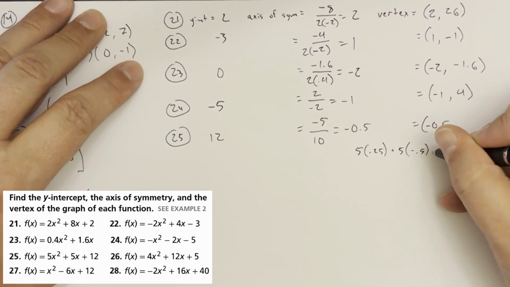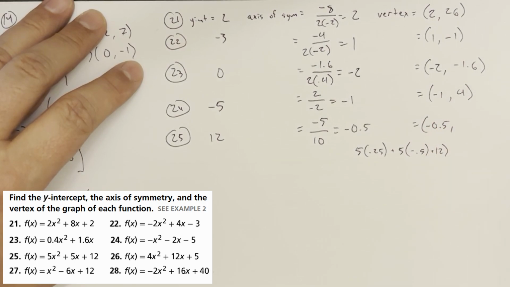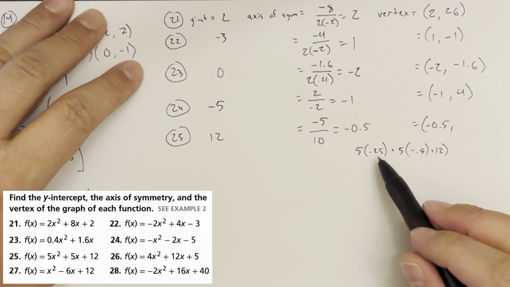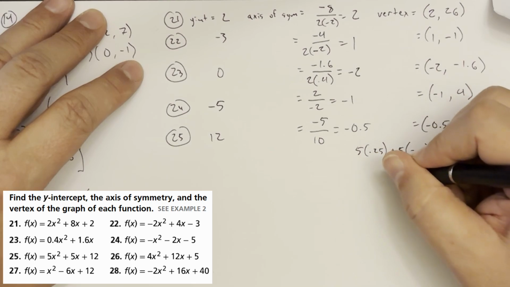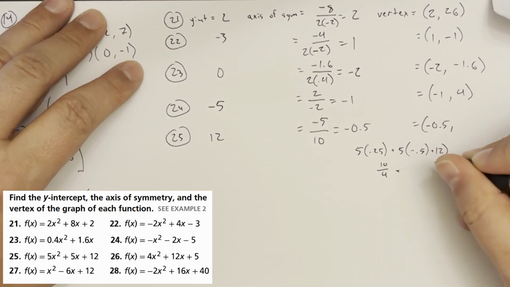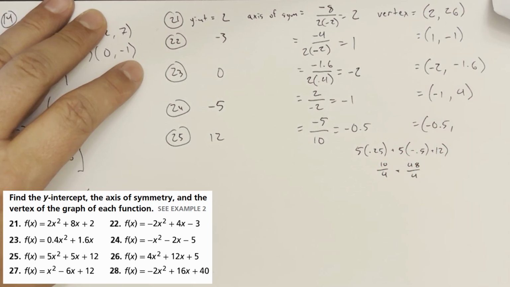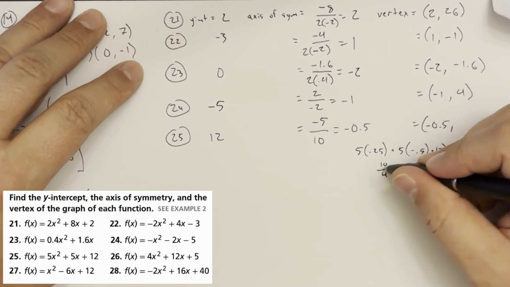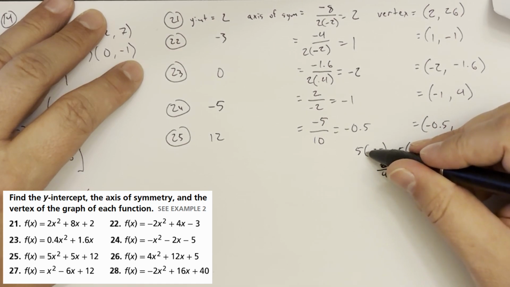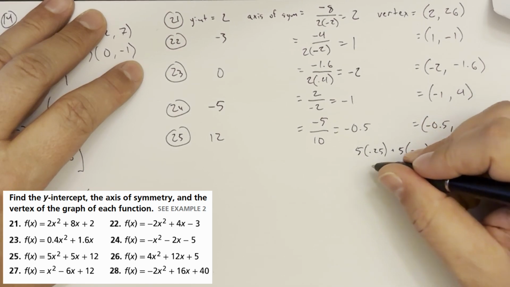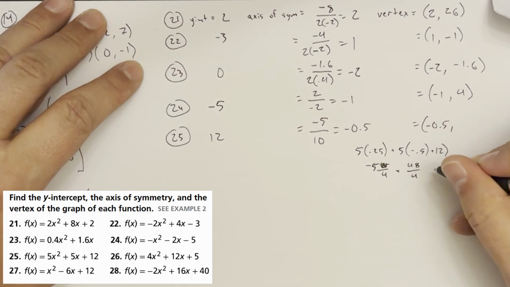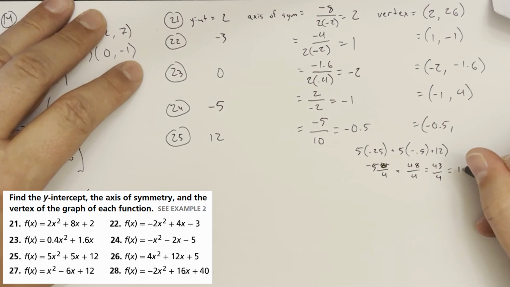Okay. If you think about it one way, that's 5 times a quarter, so 5/4 plus 10/4. So we have, yeah, I did that wrong. 5/4 plus 10/4 plus 48/4. So it's negative 5/4 is what's left over. And 43/4 is equal to 10.75. I think that's correct.